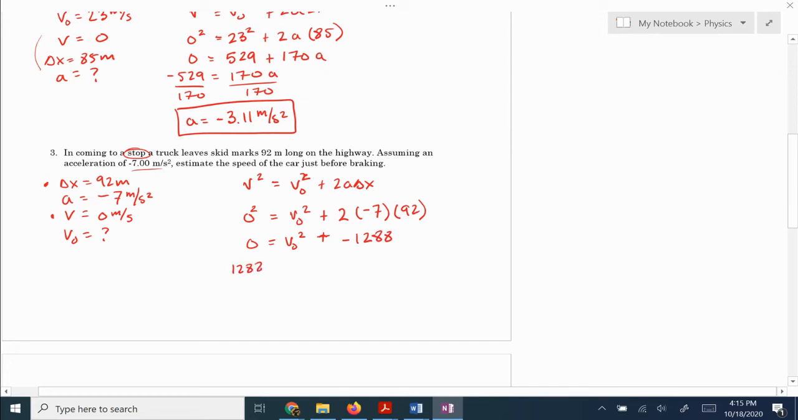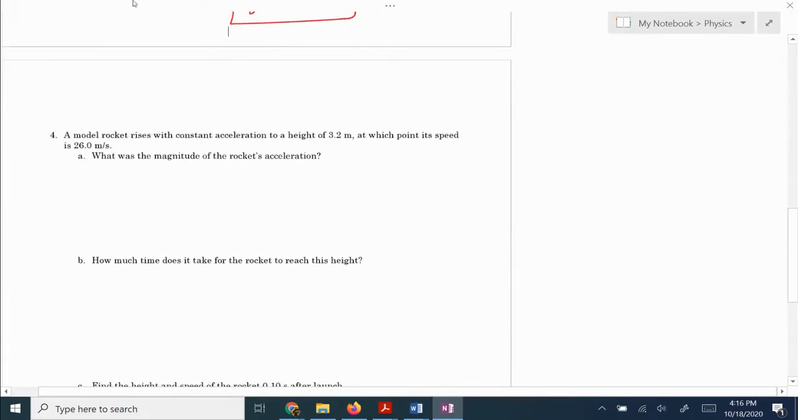So you're going to get 1288 is equal to V0 squared. So square root both sides, and you're going to get that V0 is equal to 35.9. Units on that are meters per second. So there we go. Moving on to the next one.